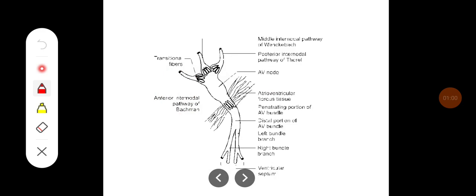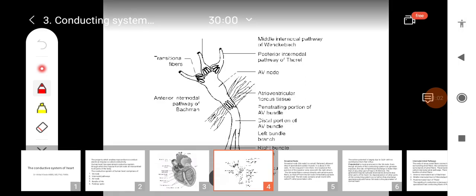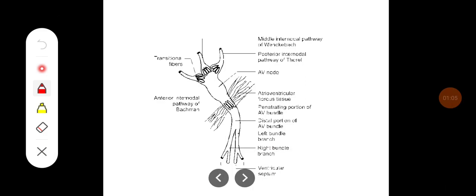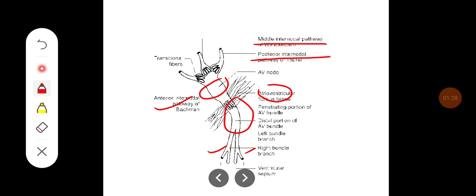This is another diagram showing the SA node and the internodal pathways, such as the posterior internodal pathway of Thorel, the middle internodal pathway of Wenckebach, and the anterior internodal pathway of Bachmann. Then we have the AV node, then the atrioventricular tissue, then it gives rise to the bundle of His, then the left and the right branch of the bundle of His, which eventually lead to the Purkinje system.